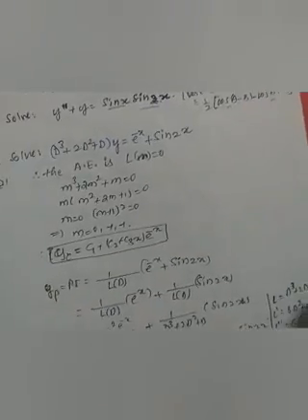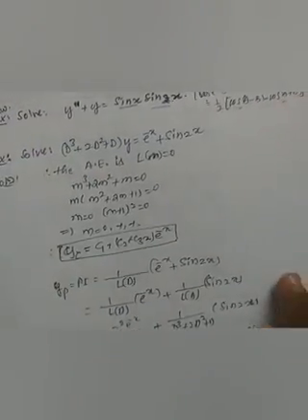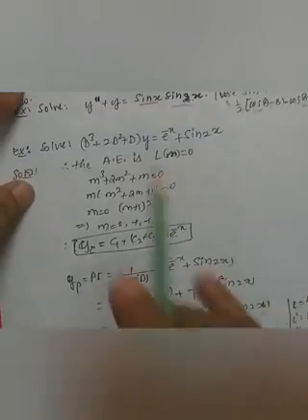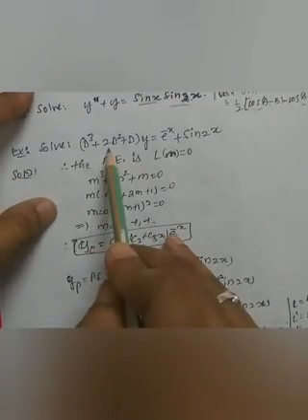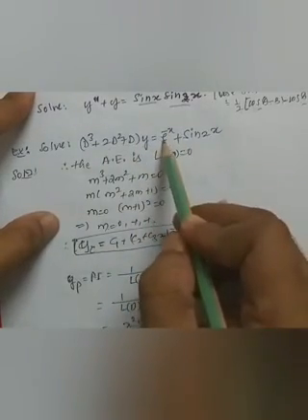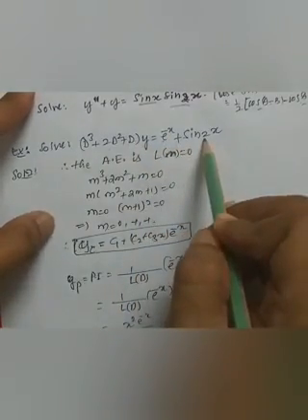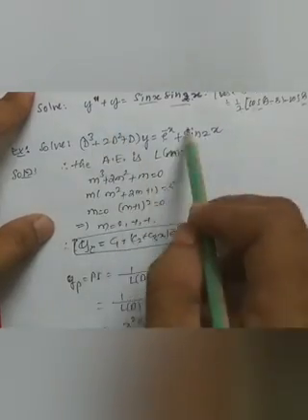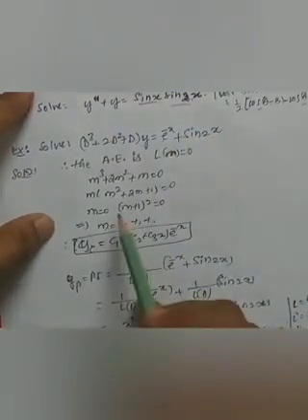Let us take one more example. Solve (D cubed plus 2D squared plus D) y is equal to e to the power minus x plus sin 2x. Now it is a cubic equation. It is not equal to 0, so it is a non-homogeneous equation.